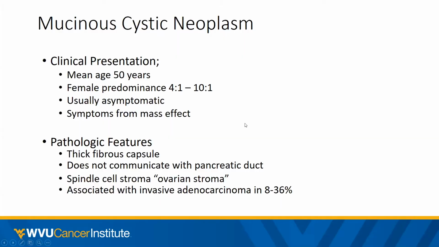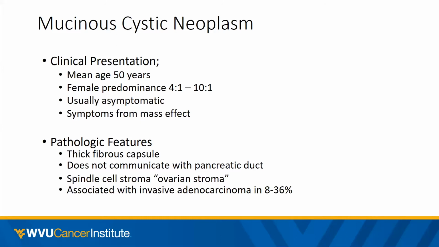So with mucinous cystic neoplasms, these are going to be essentially pre-malignant lesions, and they're most common, again, around 50 years of age, but have a significant female predominance, anywhere from 4:1 to 10:1 female to male ratio. And typically, these are also going to be asymptomatic, but occasionally they can enlarge significantly enough to cause symptoms from a mass effect.